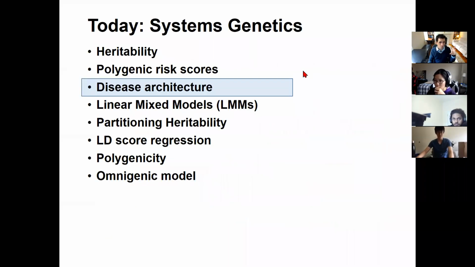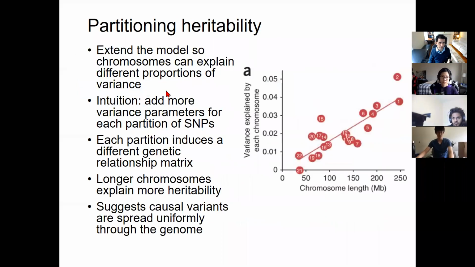All right, so we talked about heritability, we talked about polygenic risk scores. Let's now see what all of these are teaching us about disease architecture. So the first thing that we're going to do is start partitioning heritability in a slightly different way.